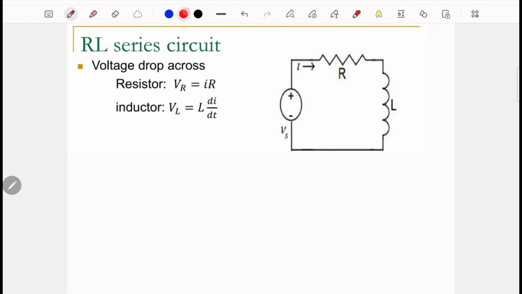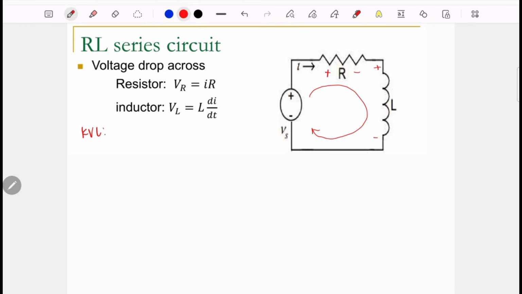So using KVL, summation of all voltages around the circuit is equal to 0. If we are using the conventional method, the current will travel from positive to negative. That is conventional current. The current will enter the resistor at positive or higher potential and leaves the resistor at lower potential. Same with the inductor. The current will enter at higher potential and leaves the inductor at lower potential.